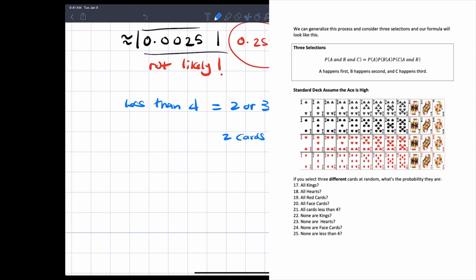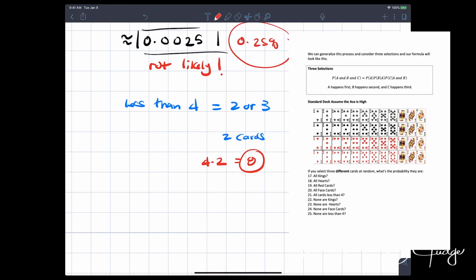The first row is clubs. The second row is spades. The third row is hearts. And the last row is diamonds. So what we do here is we multiply 4 with that 2. And that means that there are 8 cards that are simply smaller than 4 because we got 4 types. And that's how we got the 8. Okay, you guys okay with that one? And again, this is assuming that the ace is high, which means we don't count the ace.